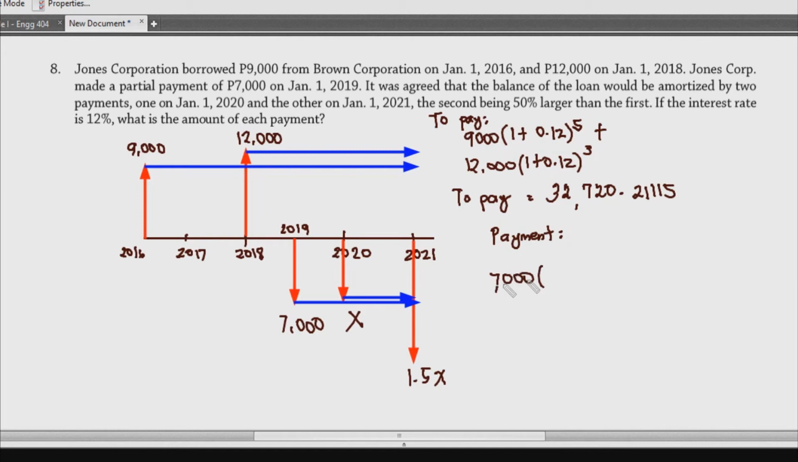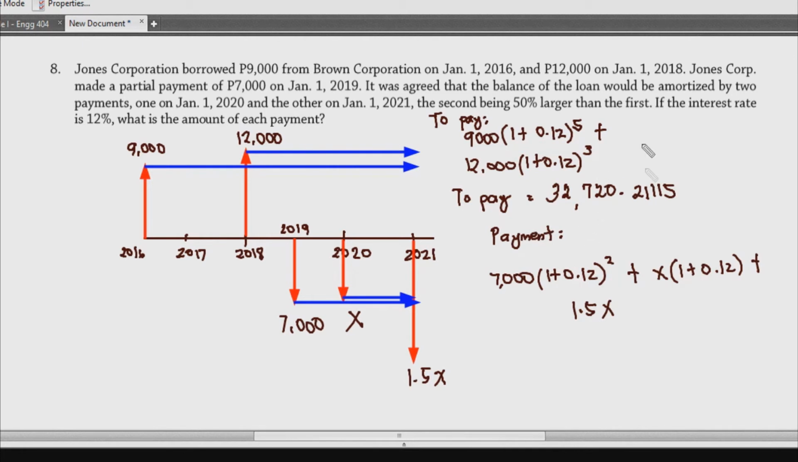And if you try to bring the 7,000 to your future, its value would be something like 1 plus 0.12, and then we raise this to 1, 2, which is 2 years. And then we add your X payment made in 2020, so that is X times 1 plus 0.12 raised to just 1 year, and then finally you add this payment, which is 1.5x. Okay, now so this is basically what you should be doing in this kind of problem.